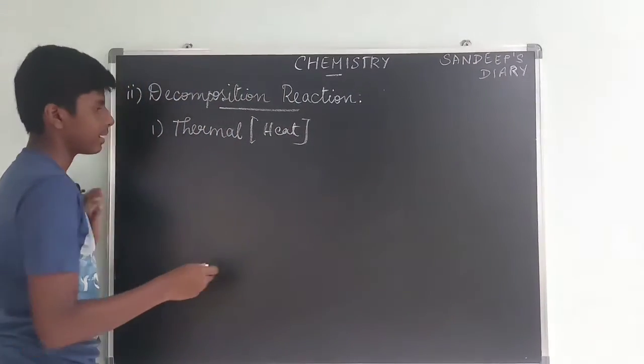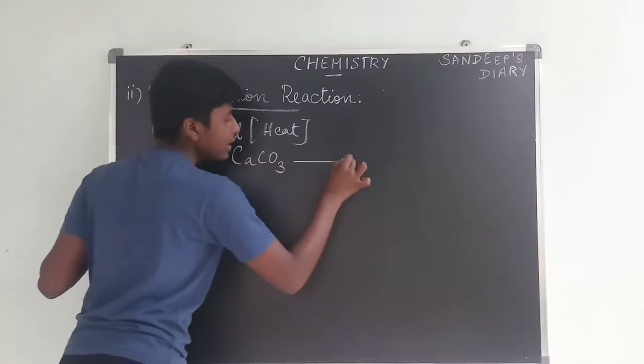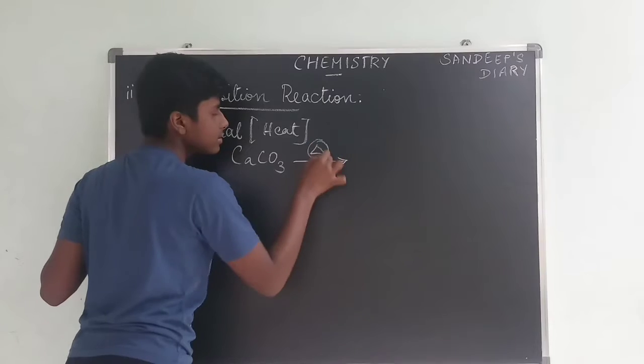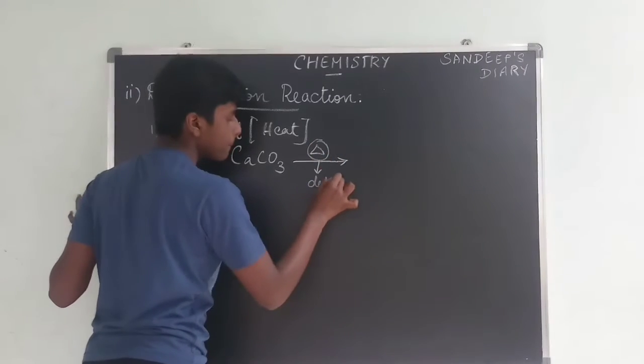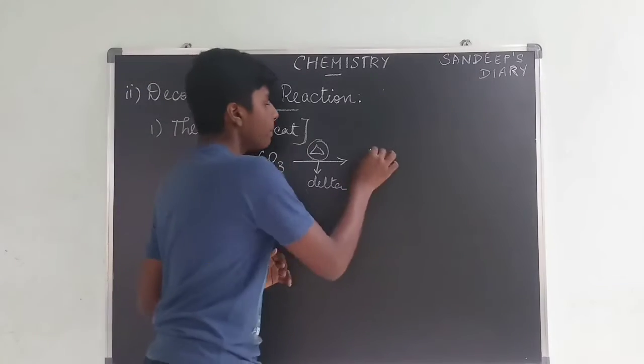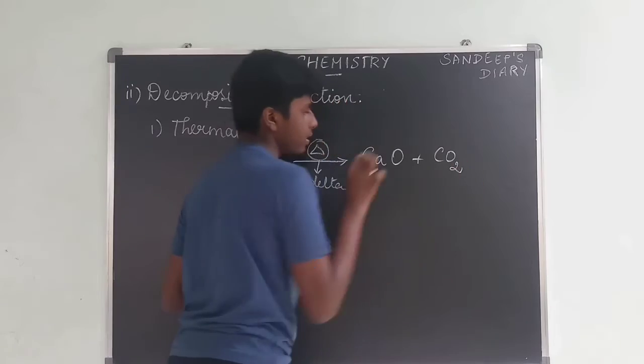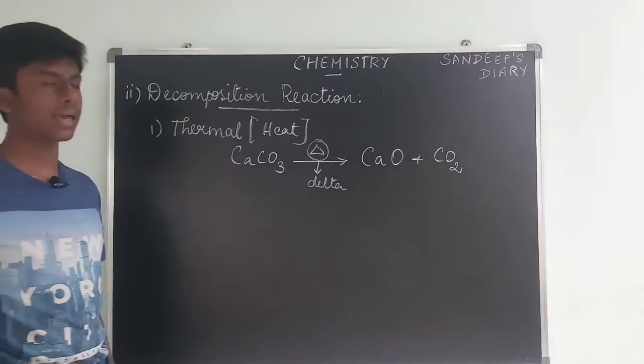Let me give an example. Calcium carbonate, CaCO3, under heat, delta represents heat, produces calcium oxide plus carbon dioxide. This is a simple example.